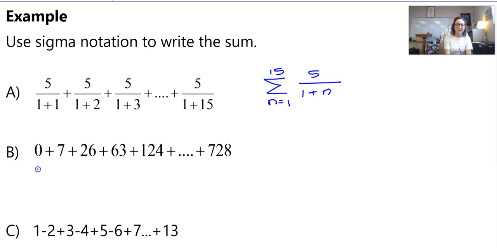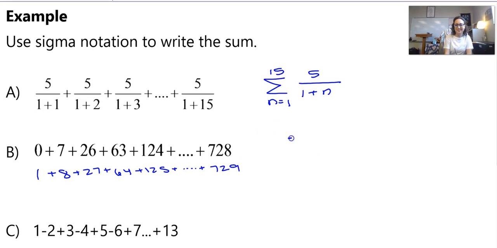So let me see, if I were to add 1 to each term, I'd have 1, I'd have 8, I'd have 27, 64, 125, 729. Do these numbers ring more of a bell? These are the cubes, okay? So 1 is 1 cubed, 8 is 2 cubed, 27 is 3 cubed, 64 is 4 cubed, and so on and so forth, and 729 is 9 cubed, okay?